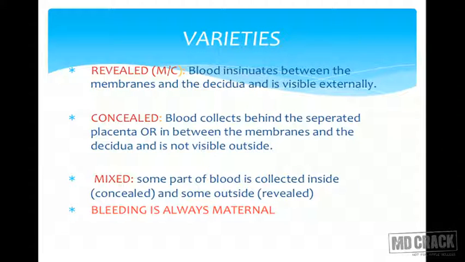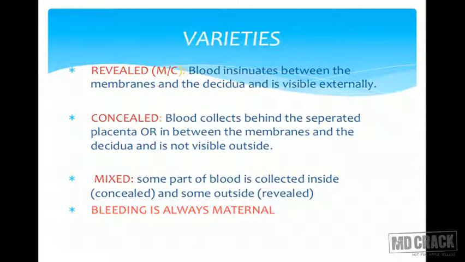Revealed variety, most common, in which the blood insinuates between the membrane and the decidua and it is visible externally. Concealed variety, blood collects behind the separated placenta or in between the membranes and the decidua and it's not visible outside. But most of the time the variety is mixed, where some part of the blood gets collected inside, that is concealed type, and some of the blood comes out, that is revealed type. So it's mixed, concealed and revealed both.